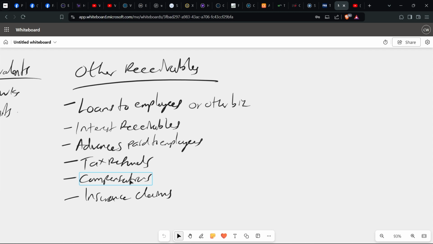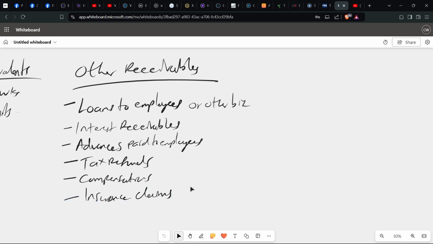Compensations, like if the company is in court and wins a case versus a client or whoever, if the company was being sued or suing someone and they win the case, they will be compensated. That compensation, if it's expected to come within the year, is going to be recorded among other receivables. And then of course insurance claims.